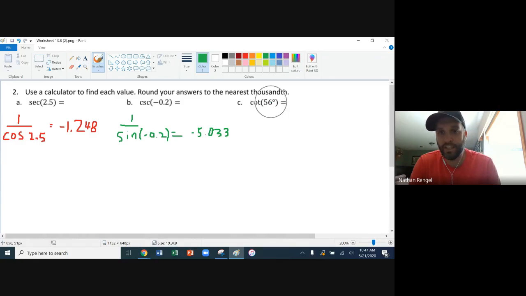Now lastly, we got cotangent of 56. And we're going to start mixing in where we have radians. So radians, there's no label for radians. It's just using the units there. Degrees, we'll see the little degree marker. So we are now going to find the cotangent of 56 degrees.